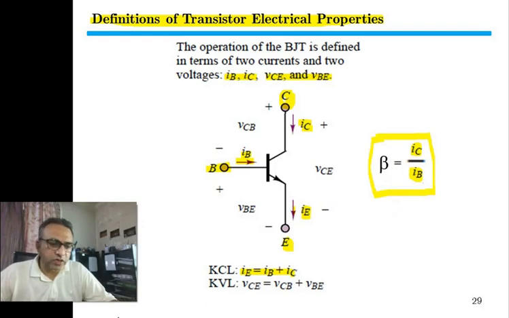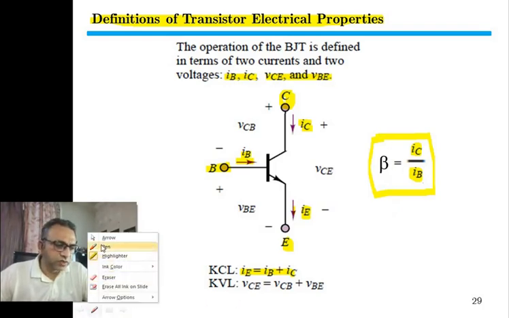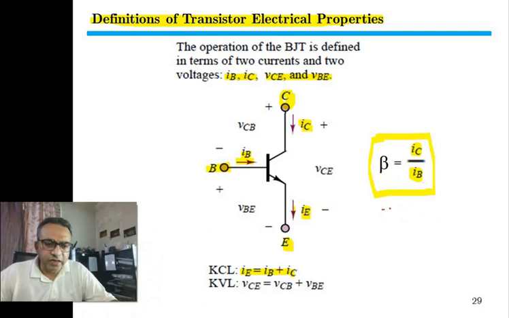This equation can also be written as IC is equal to beta IB. IC is equal to beta times IB. We rearrange this equation, we get IC equal to beta IB.